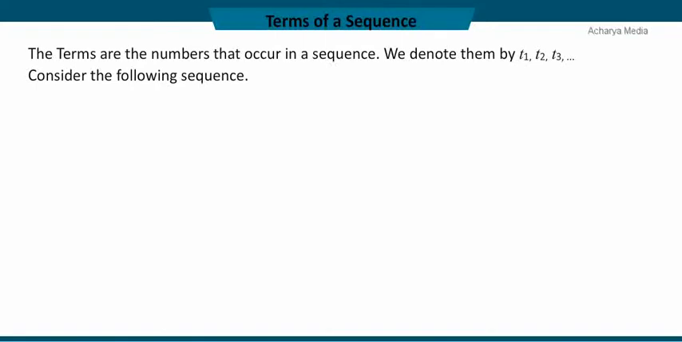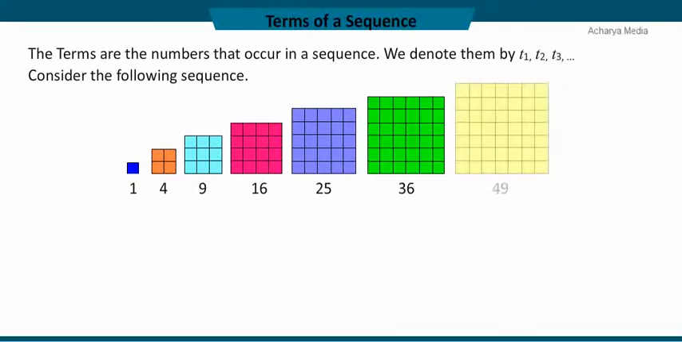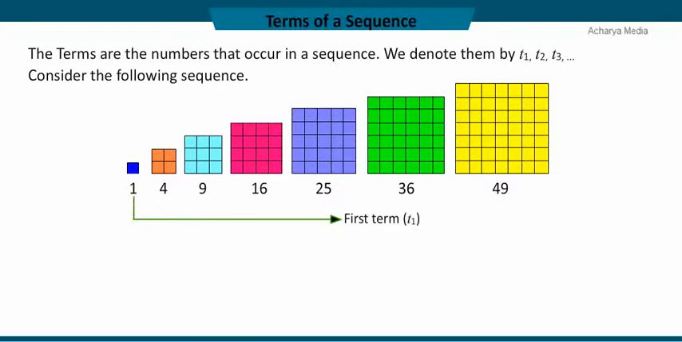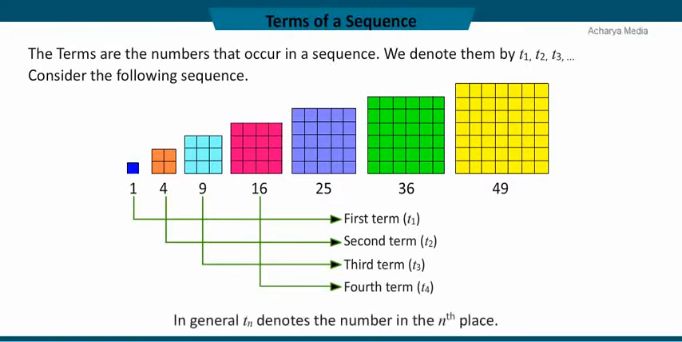Terms of a sequence. The terms are the numbers that occur in a sequence. We denote them by T1, T2, T3. Consider the following sequence: 1, 4, 9, 16, 25, 36, and 49. Here, 1 is the first term T1, 4 is the second term T2, 9 is the third term T3, and 16 is the fourth term T4. In general, Tn denotes the number in the nth place.